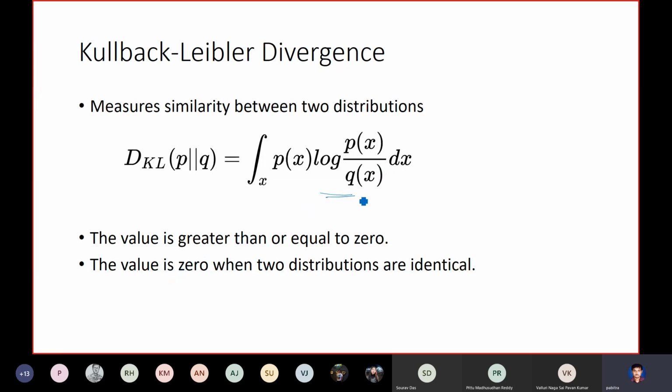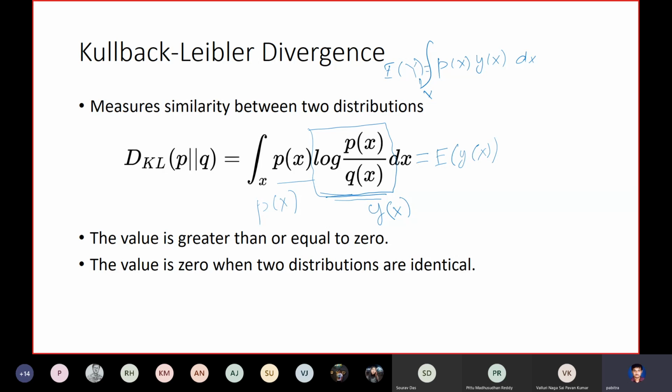So let us call this entire quantity some y, a function of x. And then let's say x is distributed according to px. So what is this quantity? This quantity is nothing but the expected value of y(x), where y is defined this way. I am taking a value of y(x) and weighting it by px, integrating over all possible values of x. So this is the expected value of y(x), where I have defined y to be log of px by qx. So by Jensen's inequality, what is this?